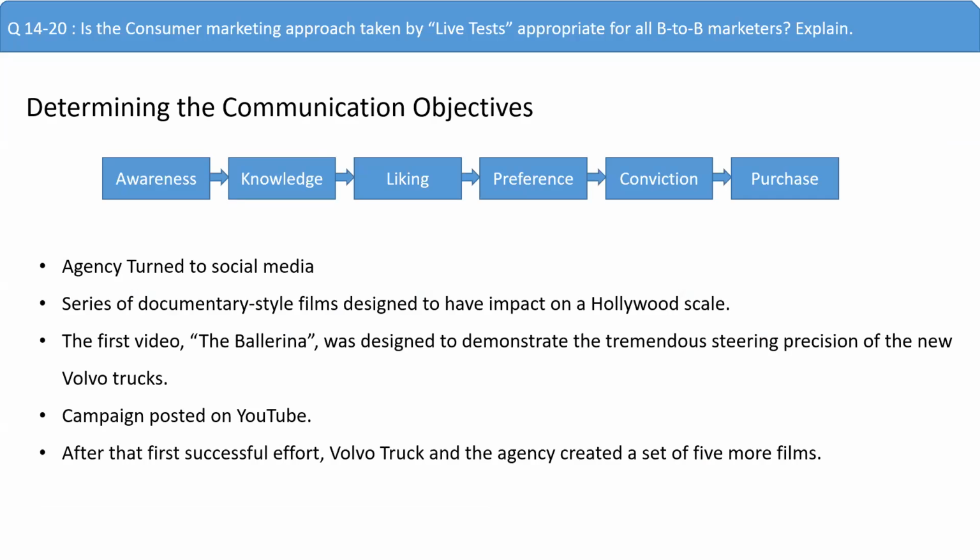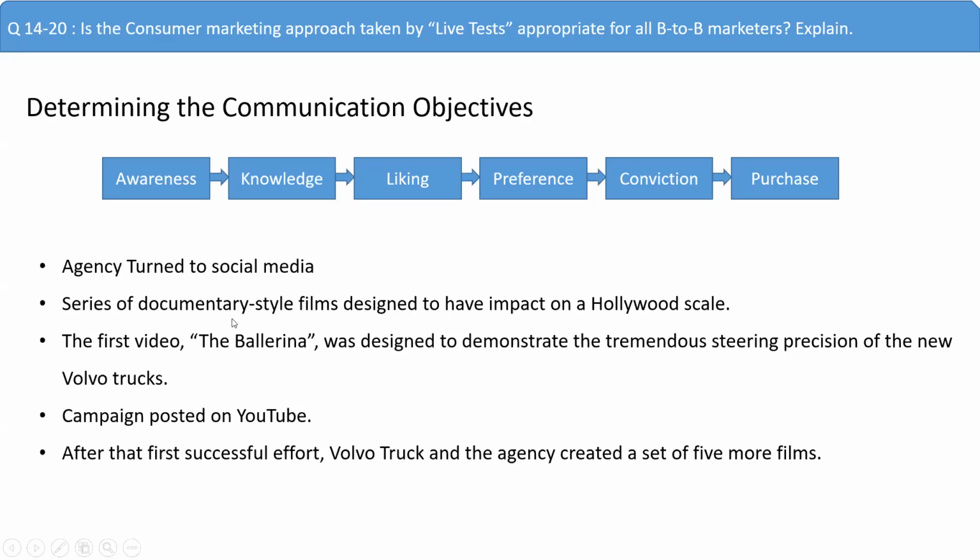This is determining the communication objective. There is a system: awareness, then they receive knowledge and liking, preference, conversion, and purchase. So they chose the first agency. The agency previously did traditional marketing, then they changed to social media.